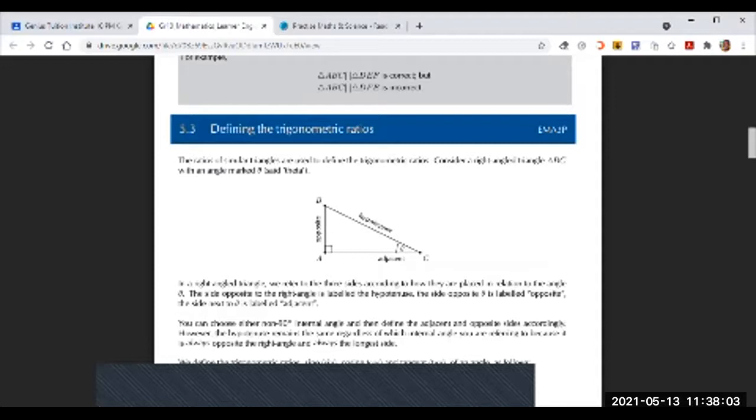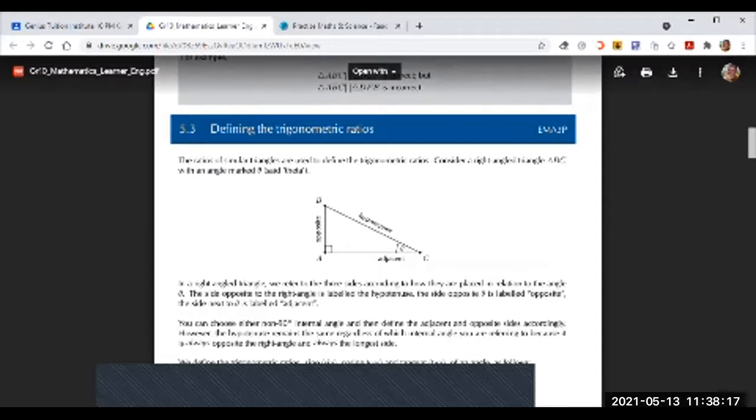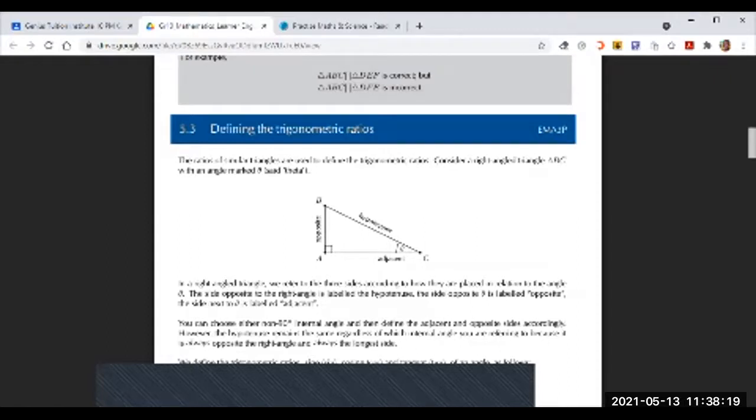If we take this angle as a reference angle, we have AB, which is opposite to this. That is why it is written opposite. And the hypotenuse is always opposite to 90 degrees, and that is the longest side of the right angle triangle. And adjacent is the base side of that particular angle of reference.